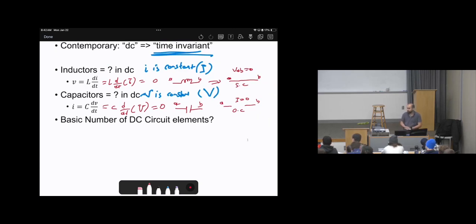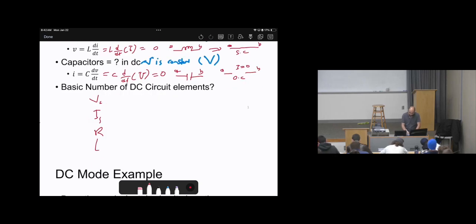The basic circuit elements are voltage source, current source, resistor, inductor, capacitor. That's what we have learned, right? In DC circuits, the voltage source remains as is, but it's constant. The current source remains as is, it's constant. The resistor remains as is. Inductor will be short circuits, capacitor will be open circuits. That's what we will do.